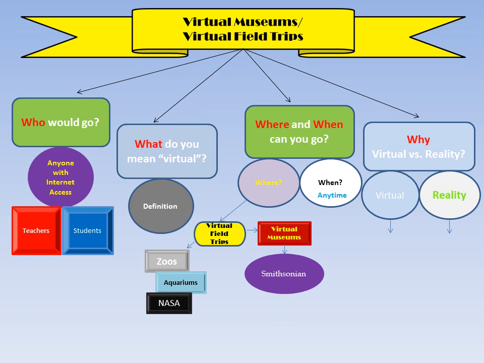Under virtual museums, you will see Smithsonian in a dark purple oval. I chose this color because the Smithsonian is a very prestigious museum and it makes me think purple. All of the examples I chose for virtual field trip can all be connected to what my bachelor degree is in, natural science.